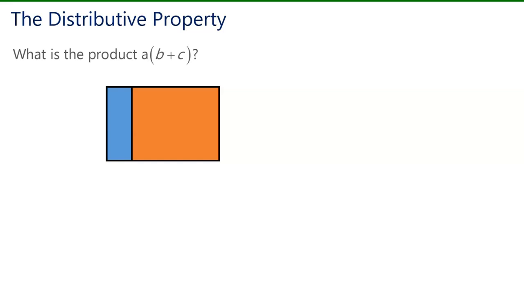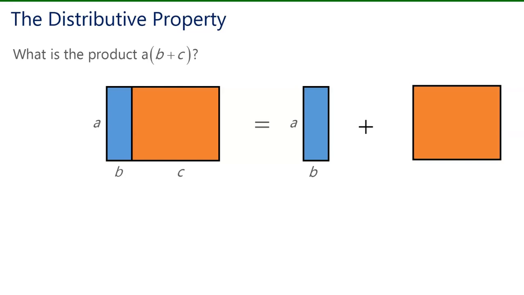The area of the entire figure would be the width A times the length B plus C, which is the area of the blue piece, which is A times B, plus the area of the orange piece, which is A times C. Hence, we get A outside of B plus C equals AB plus AC. In effect, we distribute the A to the B and the A to the C.